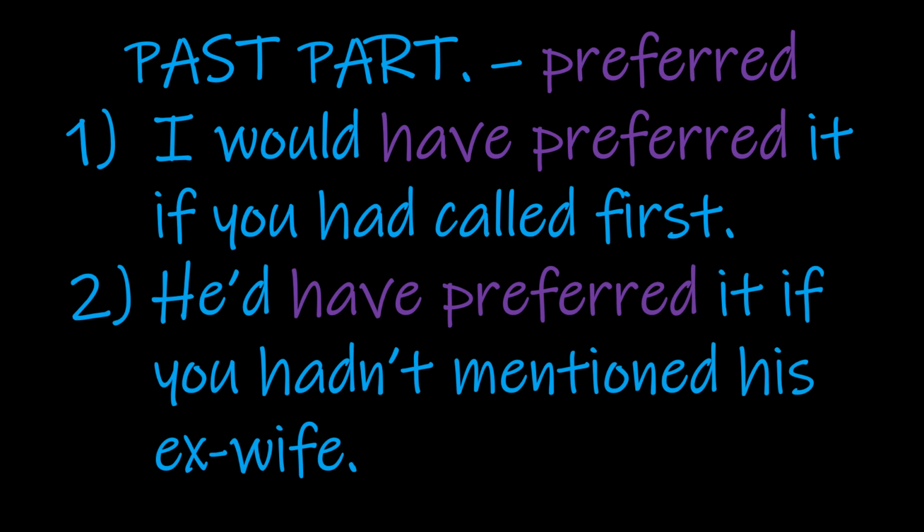So number 2 then, he'd have preferred it if you hadn't mentioned his ex-wife. So the he'd is a contracted form of he would, so it's similar to the first sentence. He'd have preferred it if you hadn't mentioned his ex-wife. So again, we've got 2 events. The mentioning the ex-wife happened first, and then we've got the consequence, him not being very happy about it. So he would have preferred it if you hadn't said anything. Okay, so again, if you're not clear with the tenses, don't worry too much, but it's probably worth visiting a grammar book for a review.